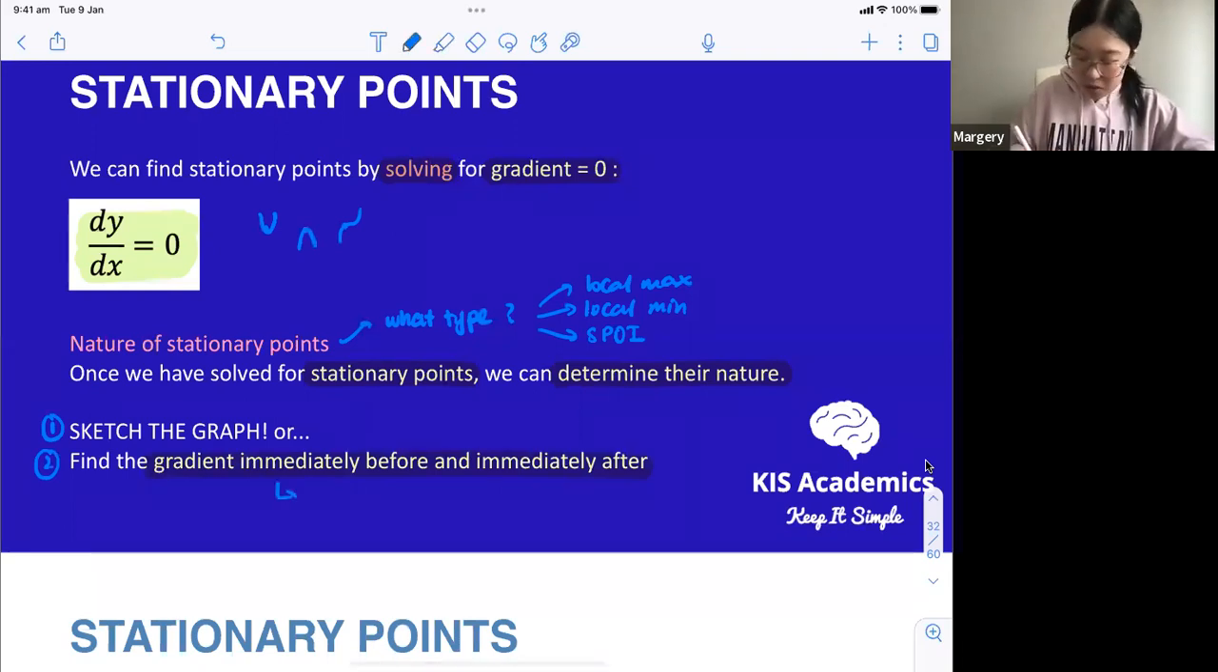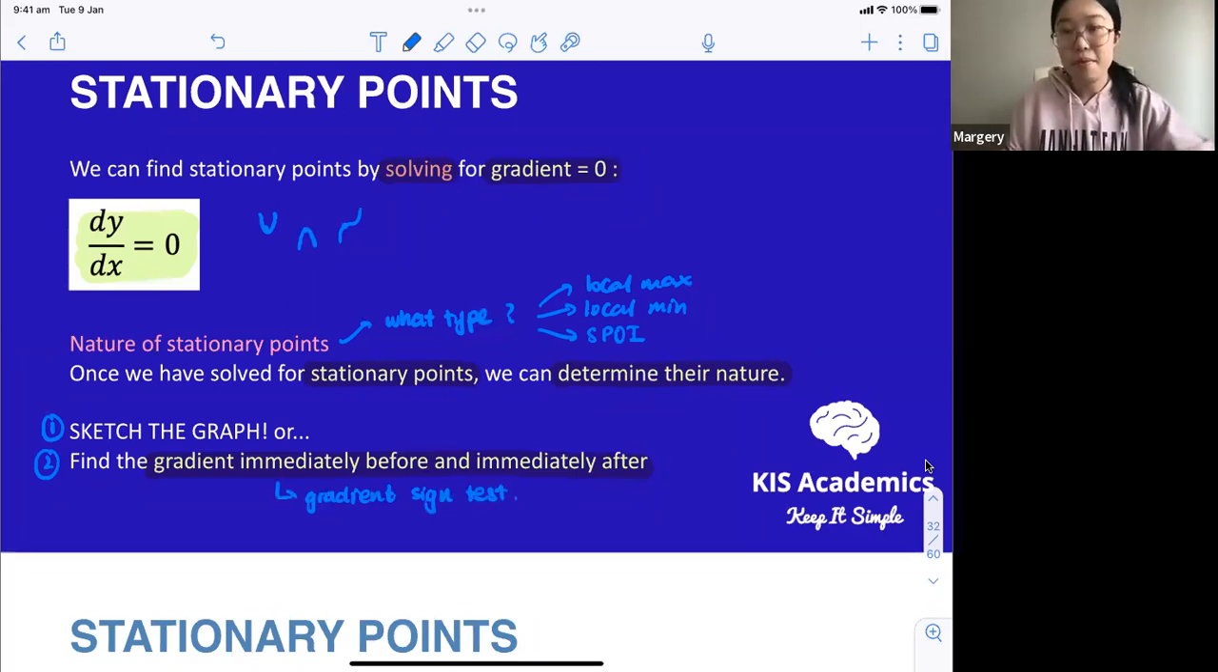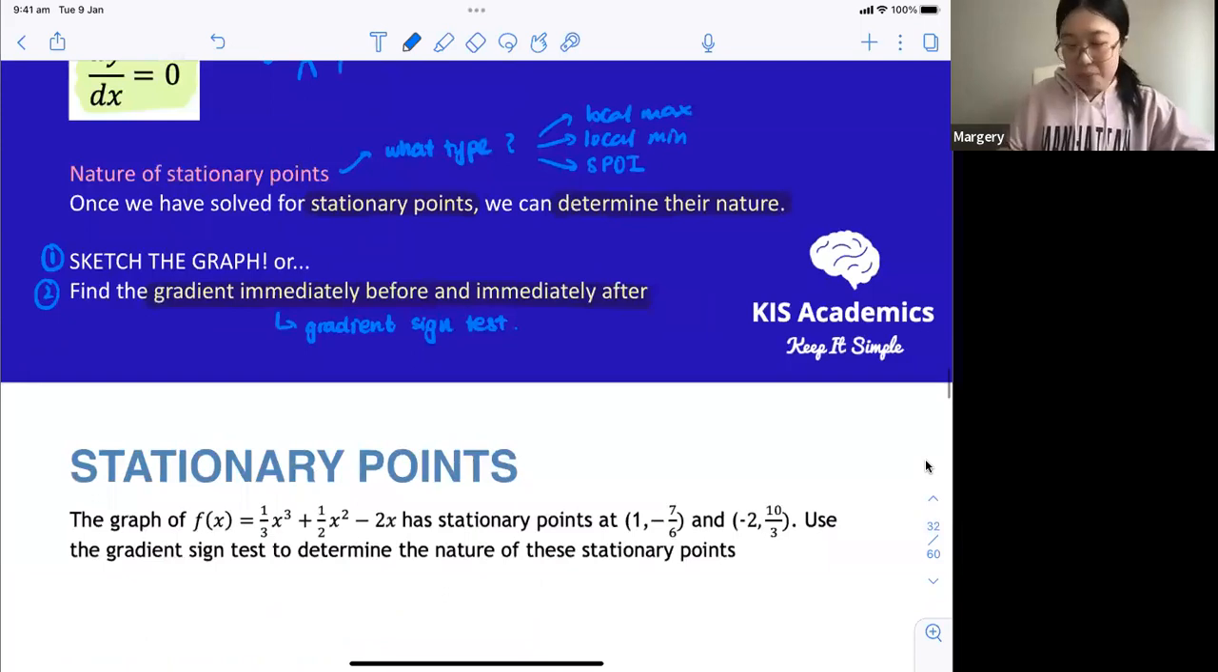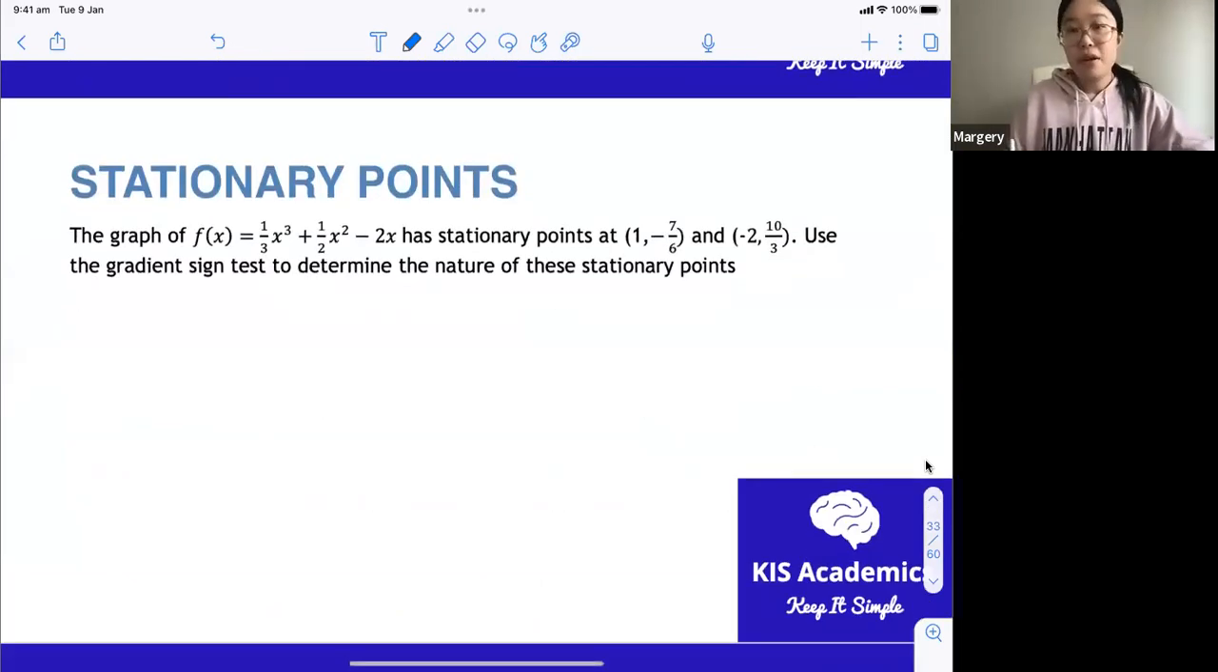So using our gradient sign test, what we do is we find the gradient immediately before and immediately after it. And we can use that to determine what type of turning point or stationary point we have. Now we'll go through an example in terms of how to actually apply this type of test with this question down here. So we've got the graph of f of x is equal to this function here.